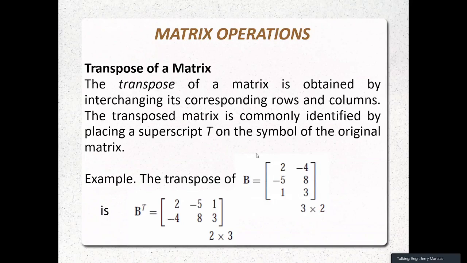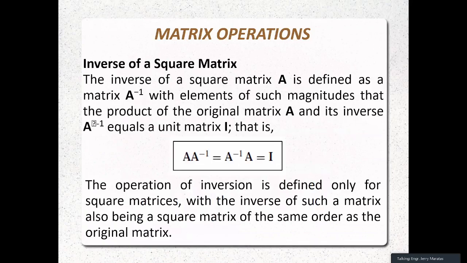Okay. Now let's go to the inverse of a square matrix. The inverse of a square matrix A. Suppose you have this matrix A. It is defined as a matrix with elements of such magnitudes that the product of the original matrix A and its inverse, this is the inverse, is equal to a unit matrix. So this is your matrix A, you multiply it by its inverse, and the result is 1, or a unit or identity matrix.